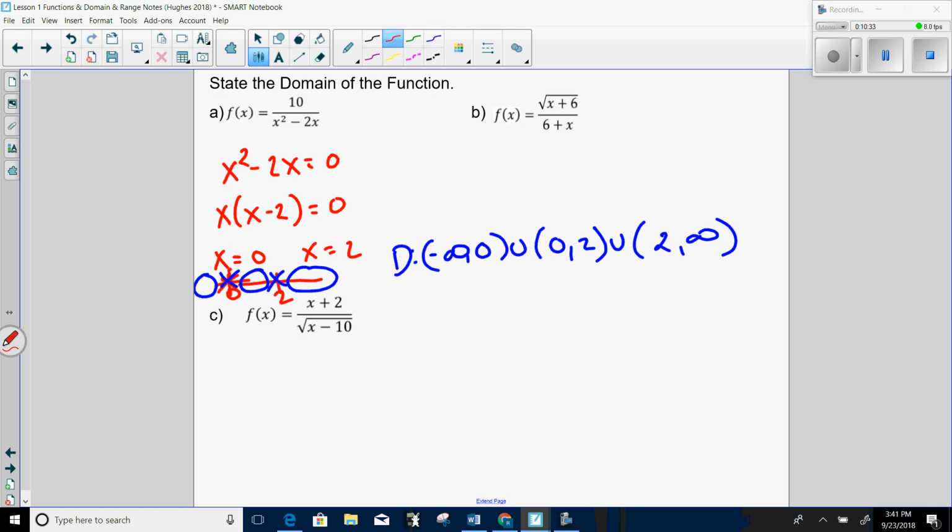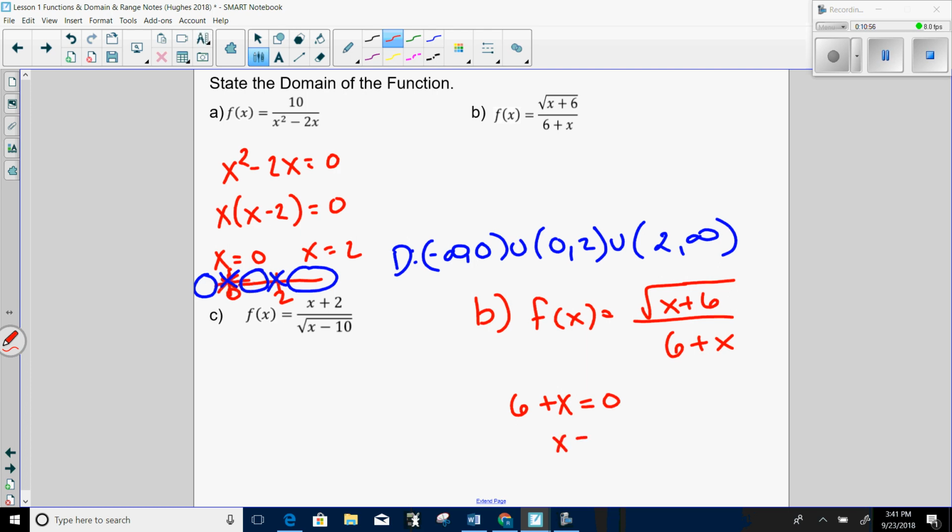Right? I'm going to bring b down here so I have more room to work. So f of x equals the square root of x plus 6 over 6 plus x. So what I do on this one is, what can I not have in the denominator? 6 plus x. Can't have 0 in the denominator. So I set it equal to 0 and solve. X is not equal to negative 6. So x equals negative 6 makes the denominator 0.